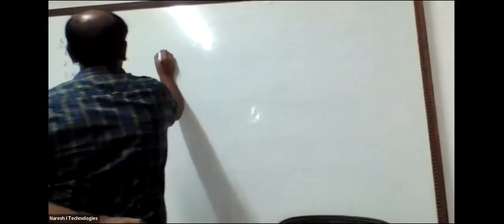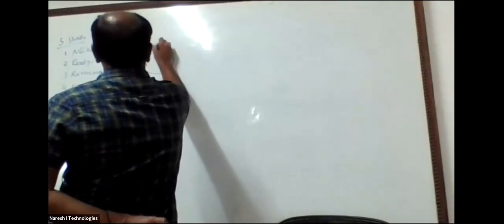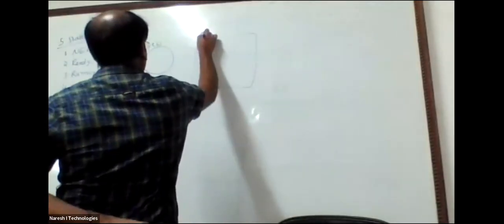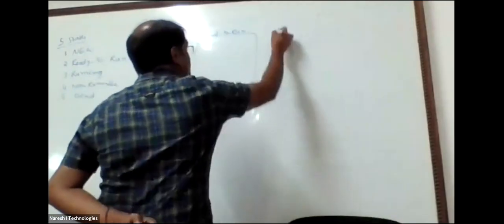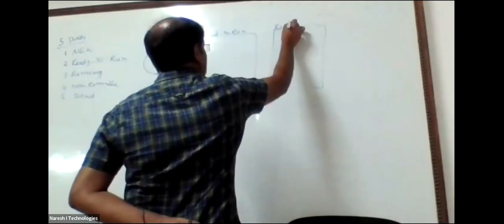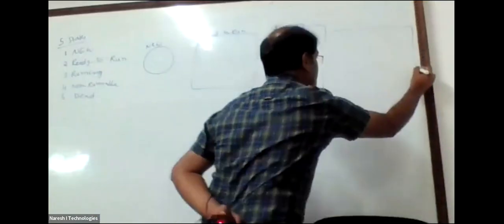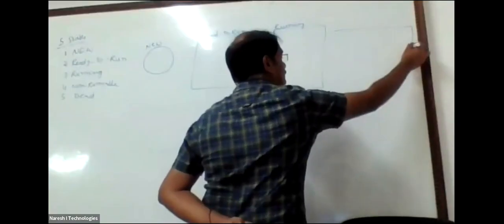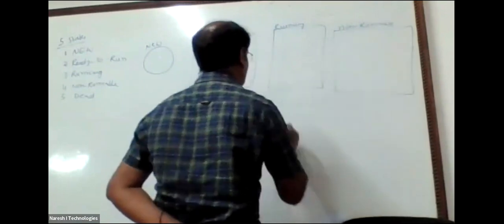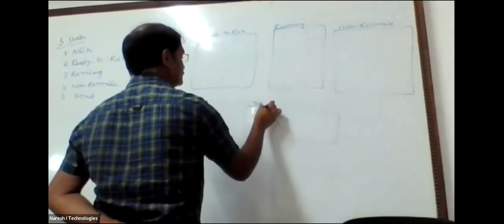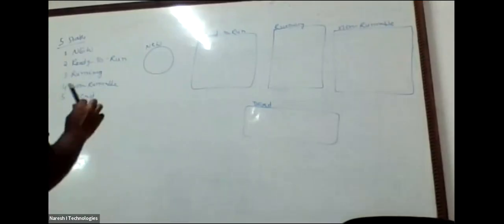Now, first one is what? New state. The next one is ready to run. The next state is running state. Then the next state is non-runnable states. And then the final state is dead. This is the thread life cycle states diagram. Now onwards, to understand the multi-threading chapter, we will follow this diagram strictly. So you have to practice.